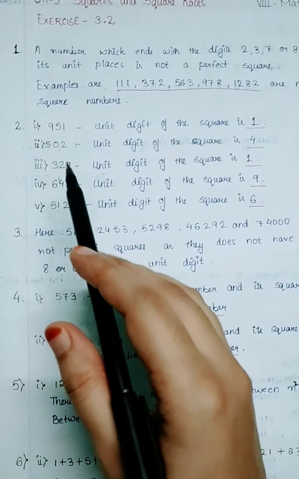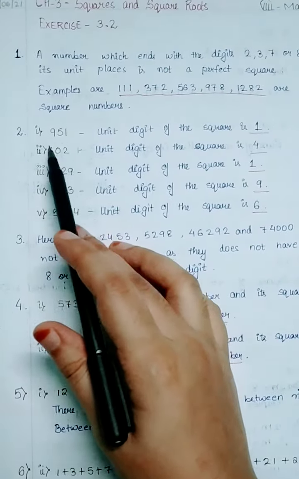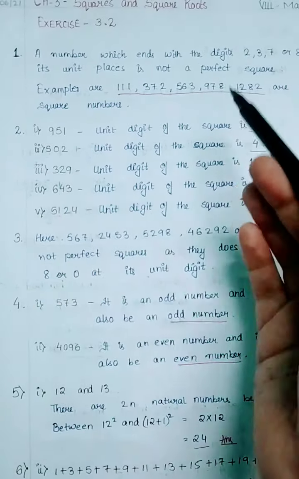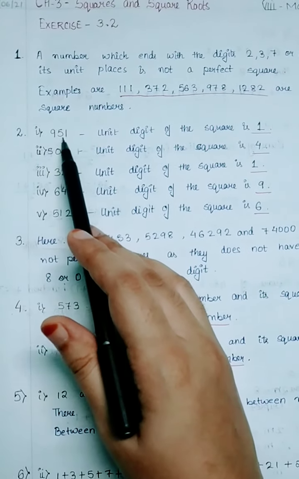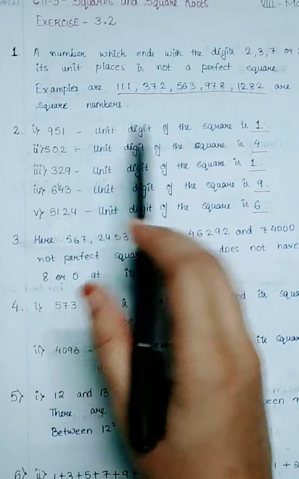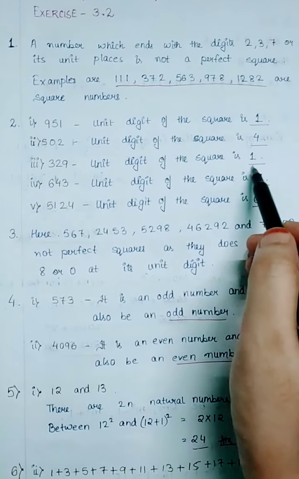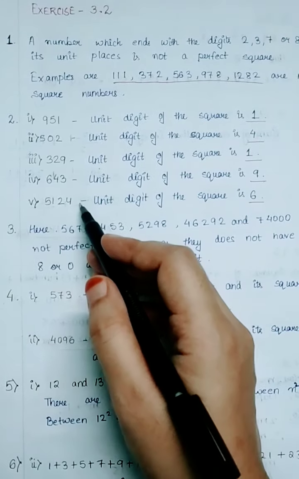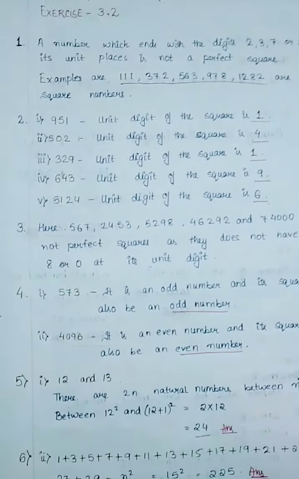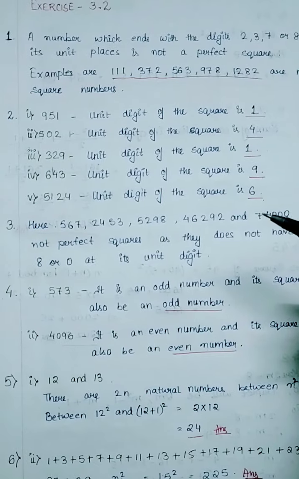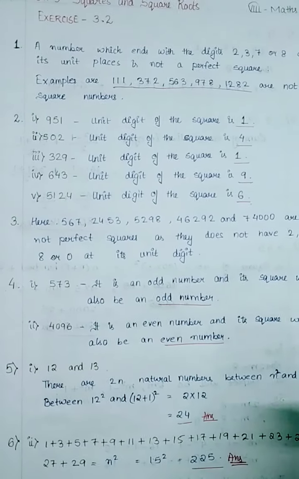In this question number 2, you have to say what will be the unit digit of the square of these numbers. As you all know, 1 times 1 will give you 1, 2 2s are 4, 9 9s are 81, so it is ending with 1, 3 3s are 9, 4 4s are 16, so the answer will be 6. You have to write just the unit digit. Next question is question number 3.